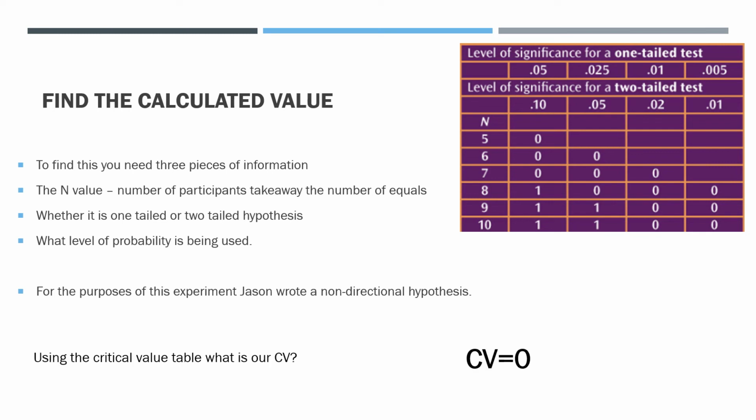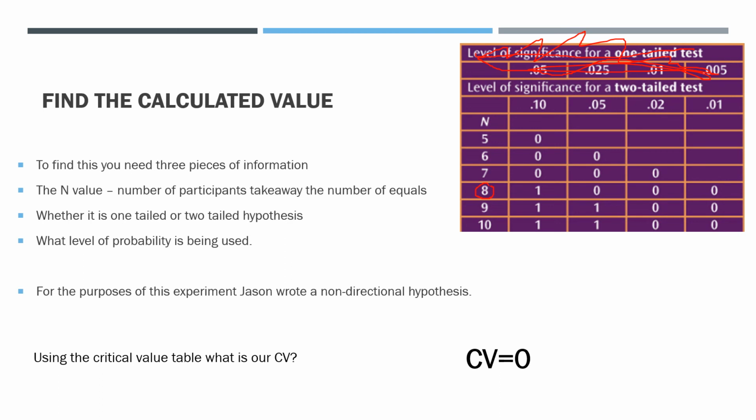Now how we did that is, if you look at the N value, the first bullet point, N value of 8. So this is where we are going to. We're just looking at these numbers across. Whether it is a one-tailed or a two-tailed hypothesis. Now, if you look below, for the purposes of this experiment, Jason wrote a non-directional hypothesis. This makes it a two-tailed test. So we essentially can ignore this at the top. So cross it out, scribble it out, whatever you need to do in the exam if it gives it to you. So they're gone. So we're looking at these headings, 0.1, 0.05, 0.02, 0.01.